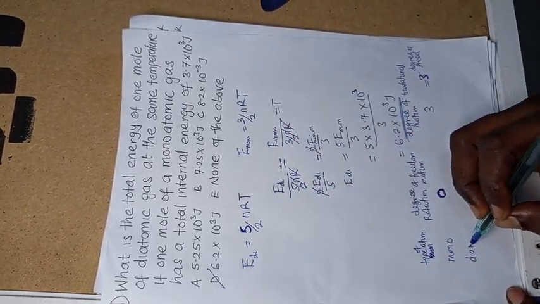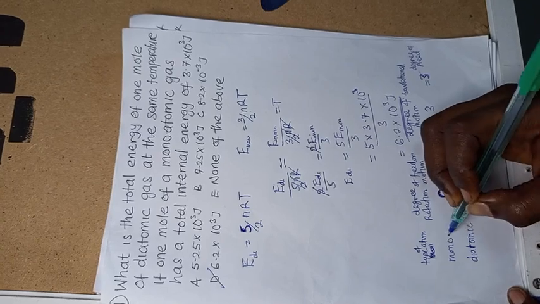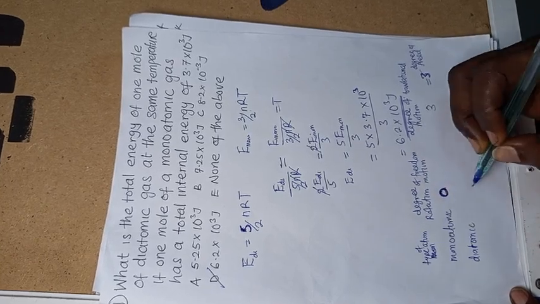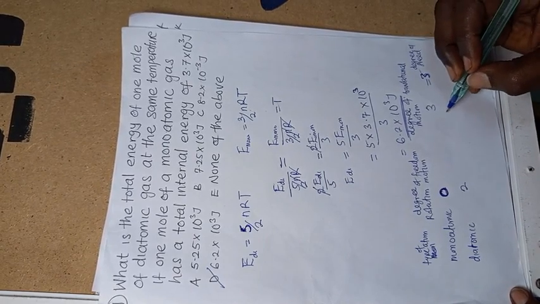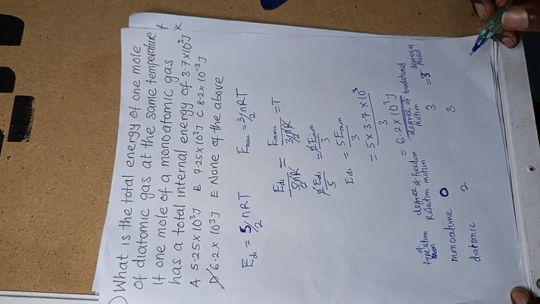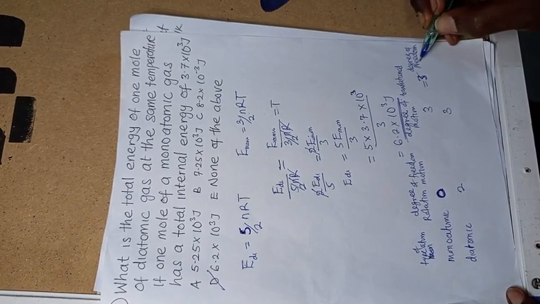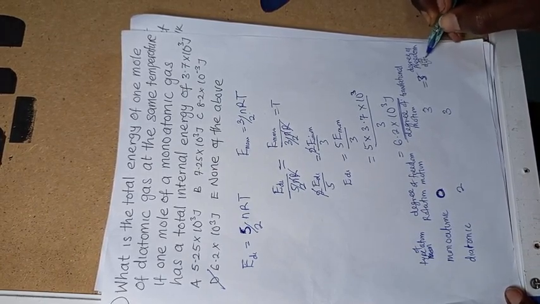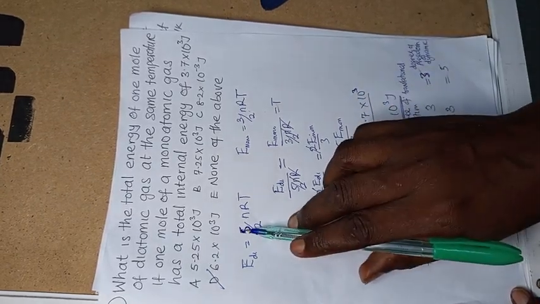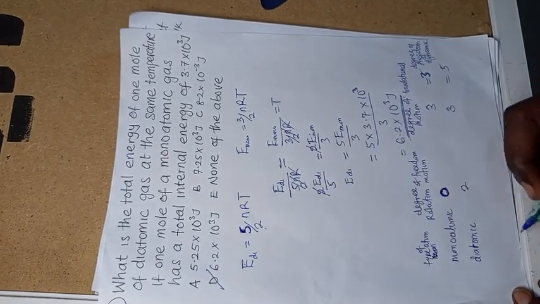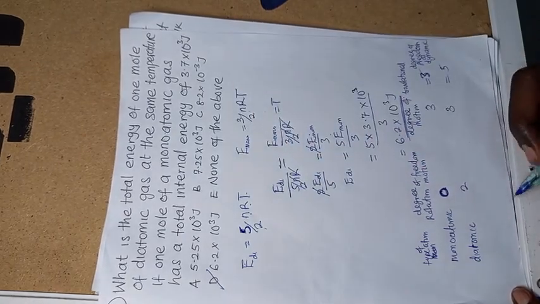For diatomic, this one is 2 for the degree of freedom of rotational motion, and this one is 3 for the degree of freedom of translational motion. Then the degree of freedom of dynamics is equal to 5. So that's why it's 5/2 nRT, where n is number of moles, R is the molar gas constant, and T is temperature in Kelvin.